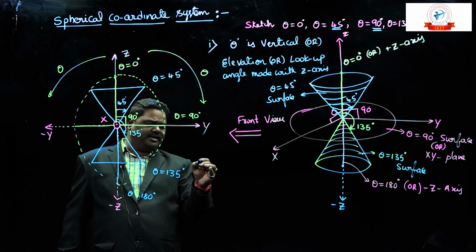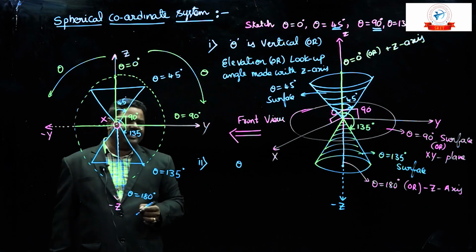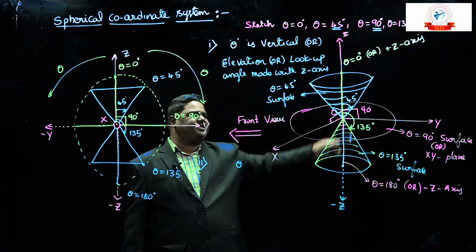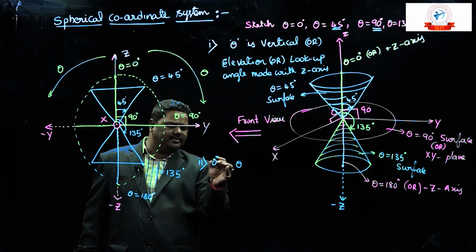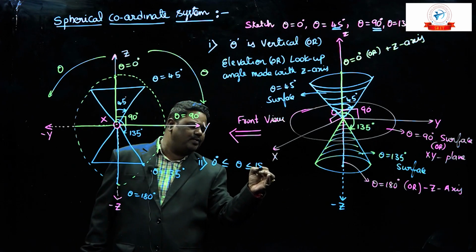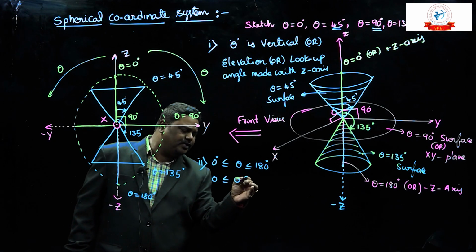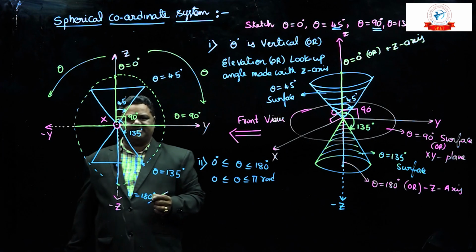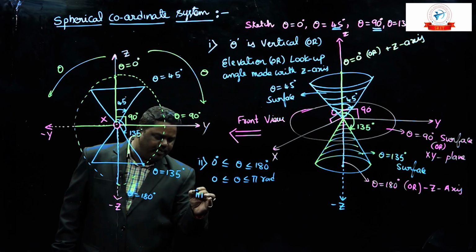Next, secondly, consider the range of theta. In these two diagrams, you can observe that the theta value starts at 0 and ends at 180 degrees. So theta ranges from 0 to 180, or you can say 0 to pi radians. This is the range of the theta coordinate.